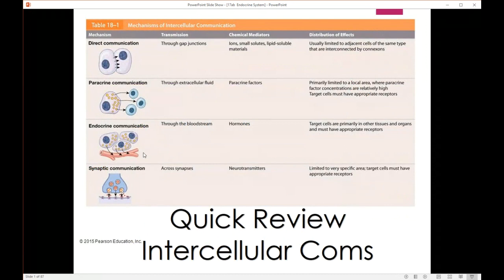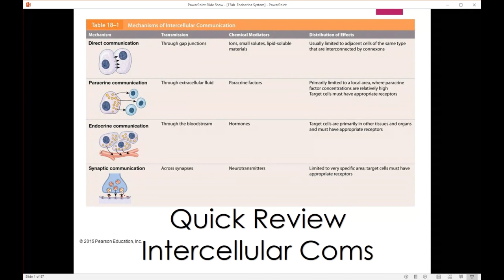So here's just a quick review of intercellular communication. This is how our cells communicate with one another. There's direct communication. This is where we have gap junctions. They're touching one another and connected by connexons. We have paracrine communication, where we use what are called paracrine factors. We do this through the extracellular fluid. It's a very localized spot, and the target cells are going to have appropriate receptors.